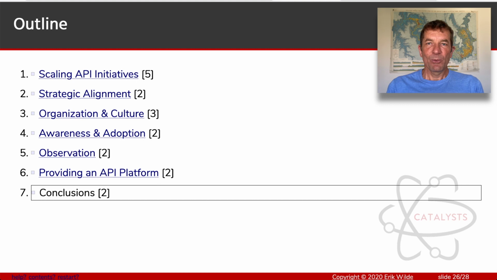So in summary, what we went through for the last 30 minutes was going through the different areas that should be covered in your API program. So if you have an API program to scale up the API practice in your organization, really try to make sure that it covers all of these areas: strategic alignment, organization and culture, awareness and adoption, observation, and providing an API platform. The specific choices you make in all of these areas are up to you. There's not the one true, the one best API program. And depending on the goals that you have with your APIs, these choices will look different for each organization.